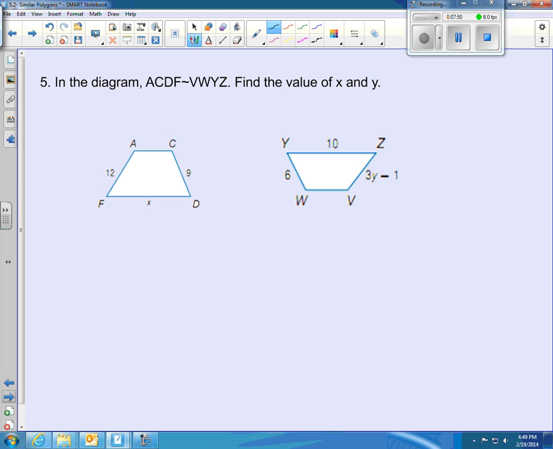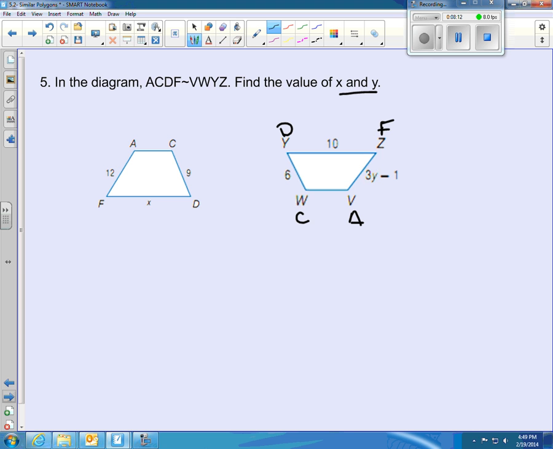All right, let's go to the back side of our notes now. Notice it says that these two are similar. Find the value of x and y. Make sure you add that onto your paper that says and y. Okay, I'm just going to match up my letters. So A goes with V, C goes with W, D goes with Y, and F goes with C.